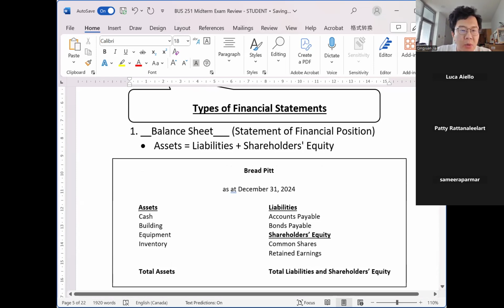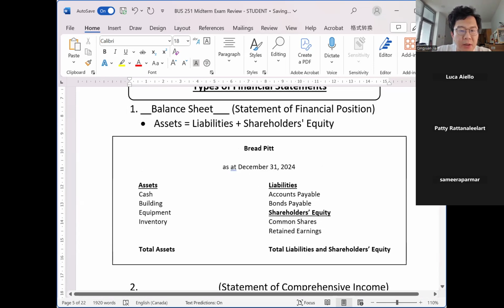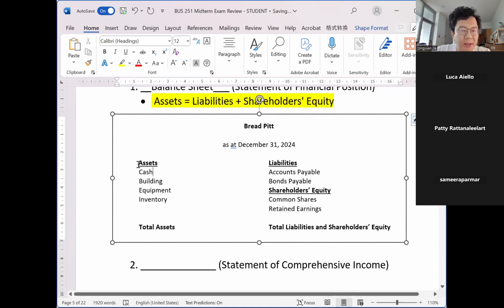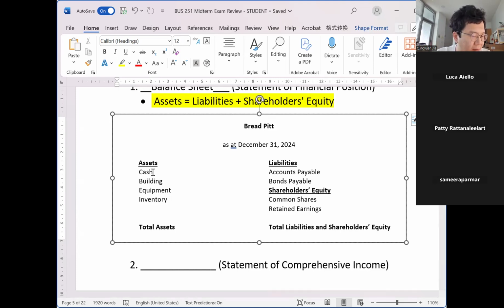And still, we're going to use the fundamental equation because, as you can see here, we will place the assets on the left side and liability and shareholders' equity on the right side. So assets equals liability plus shareholders' equity. And for the left part, assets will be split into two parts, current assets and non-current assets.